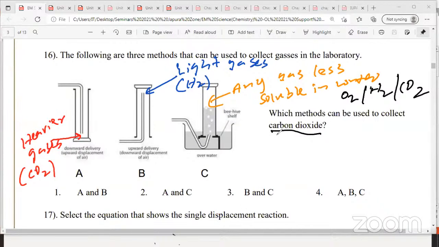So what is the answer for this? To collect CO2 gas, A is correct, C is correct. Answer is second. A and C.